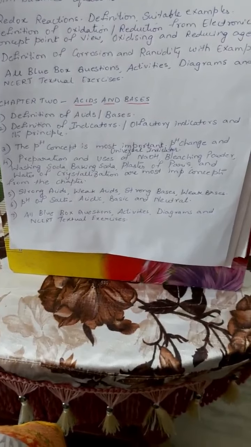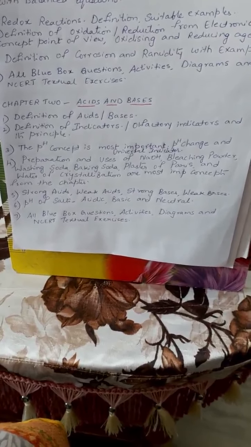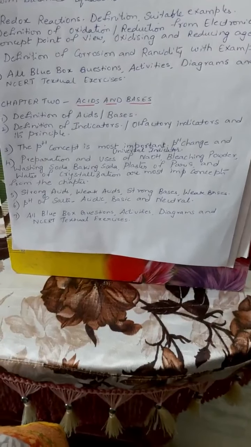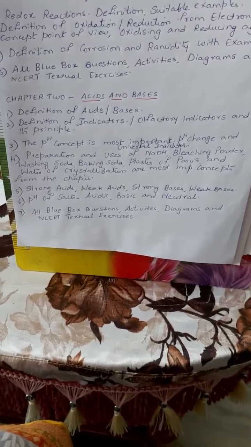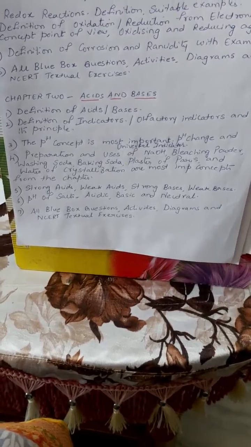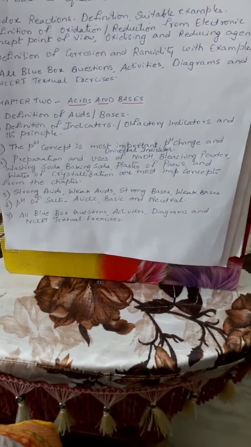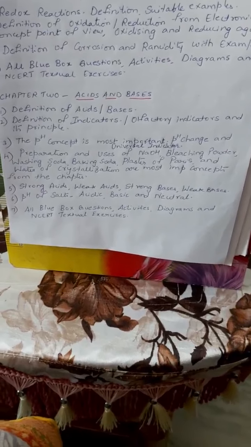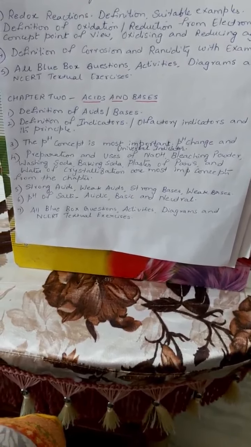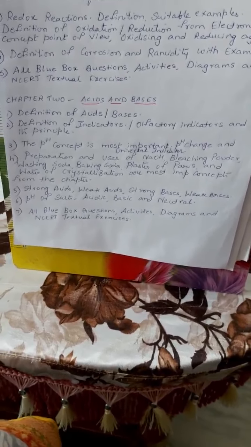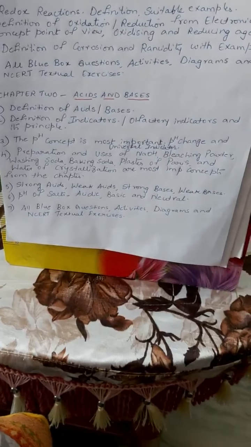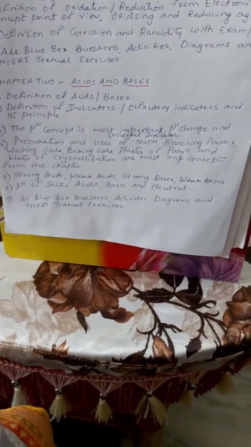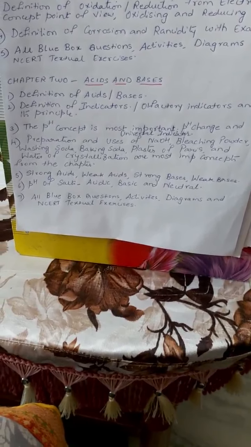The pH concept is the most important concept in this chapter. The pH change and what is a universal indicator are most important. We have seen that questions based on the pH concept are most often asked from this chapter. So please brush up on the pH concept and solve as many examples and questions as possible related to the pH change.